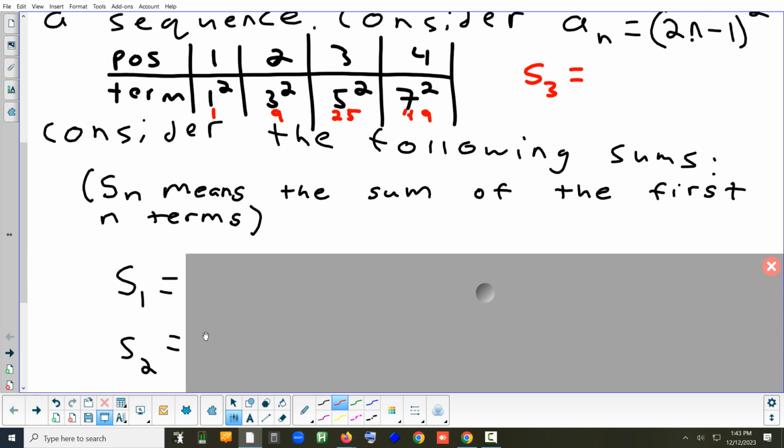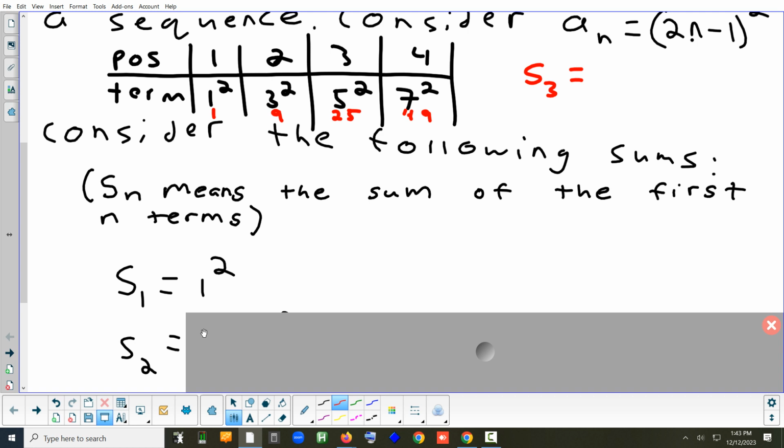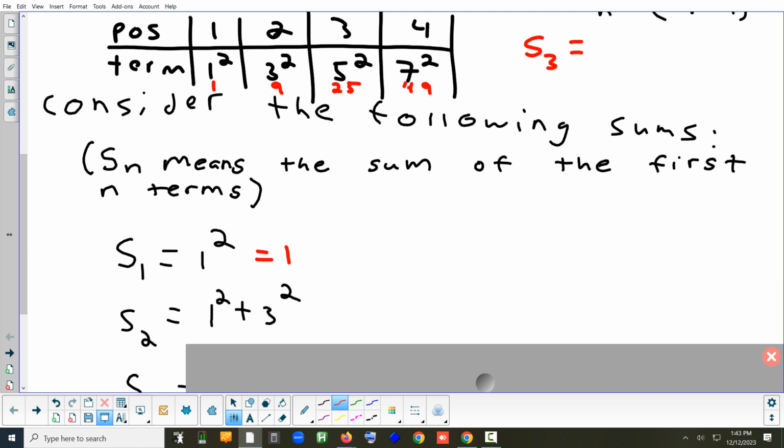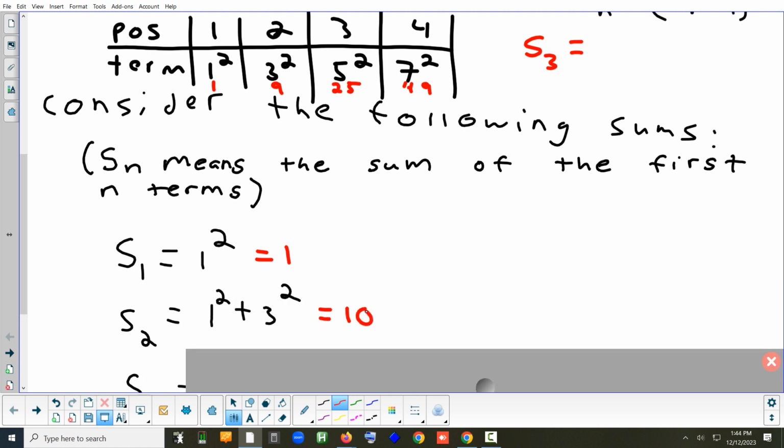Okay, so let's try it out. S sub 1 means to add up, it's kind of weird, but you just add up the first 1 terms. What's the first term in that sequence? 1 squared, it's just 1. So if you add that up, and that's the only thing you're adding up, what do you get? 1. Yep. You get 1 squared, or you get 1. Now S sub 2 means to add the first 2 terms together. What's the first term? 1 squared. And what's the second term? 3 squared. 1 squared plus 3 squared. Yep. And that's the sum of the first 2.